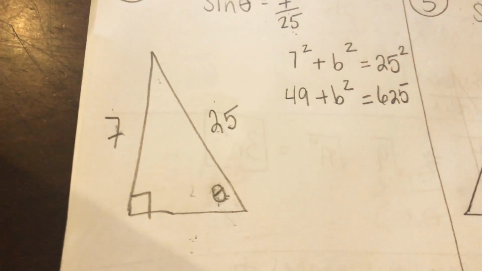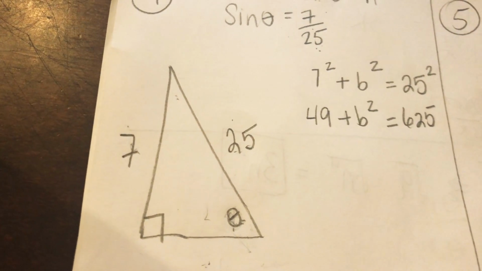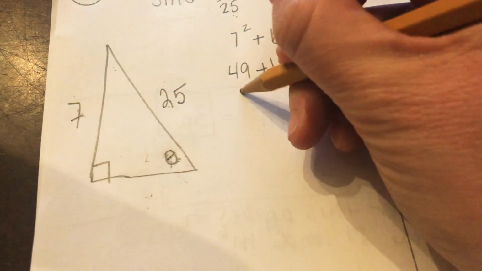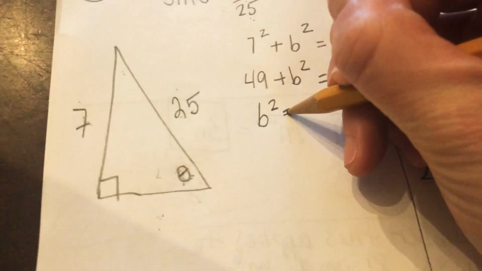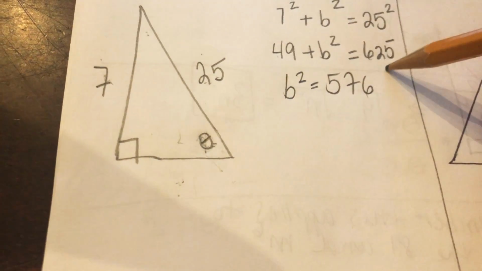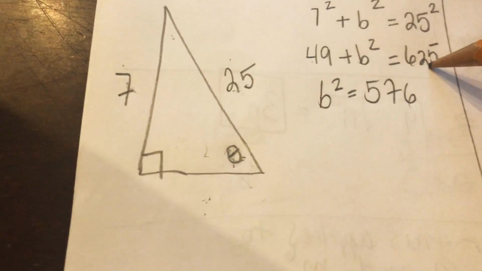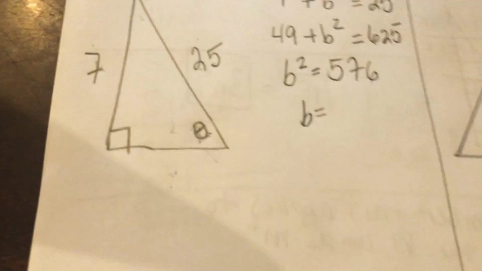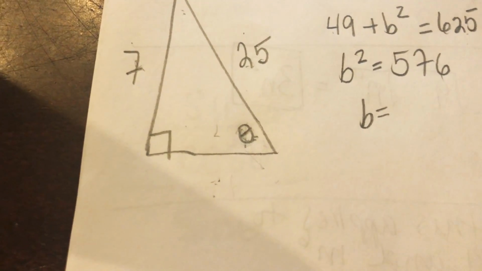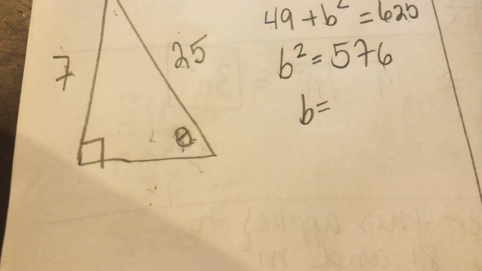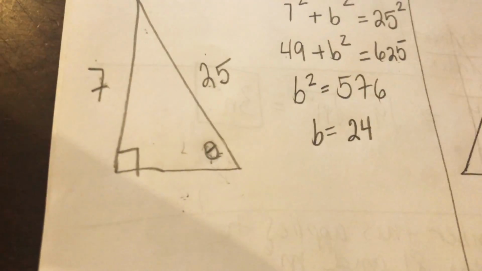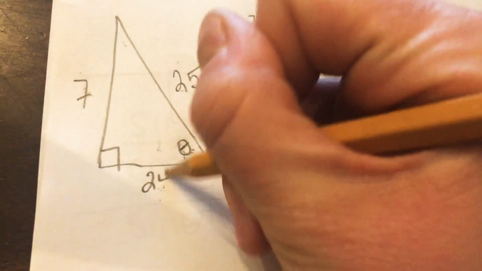625. So I have b squared equals 576. I just subtracted the 49 over here. So then b equals, I'm going to just put it in my calculator, the square root of 576 is 24. So this is 24.